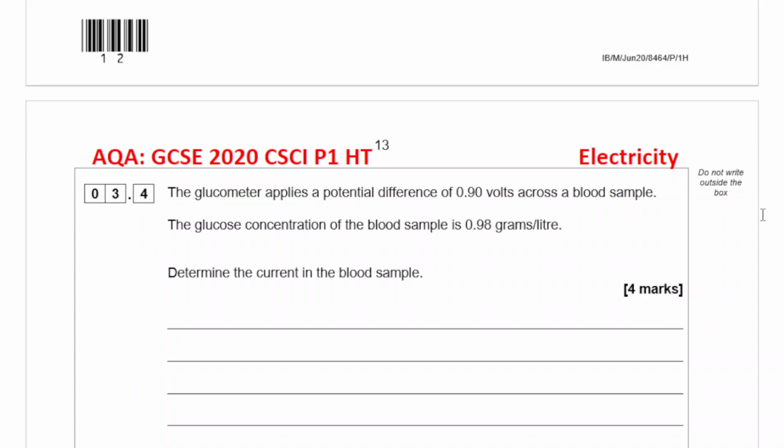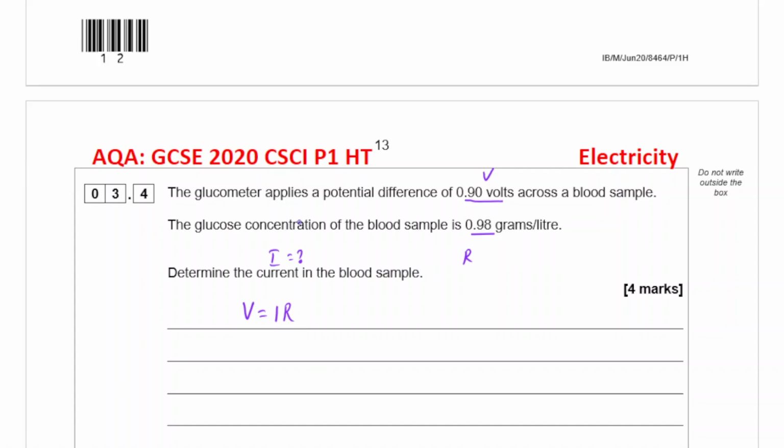The glucometer applies a potential difference of 0.9 volts across the blood sample. The glucose concentration of the blood sample is 0.98 grams per liter. Determine the current in the blood sample. So we've got the voltage, we are trying to find the current, we need to know the resistance as well, so we can use the V equals IR equation, Ohm's law equation.